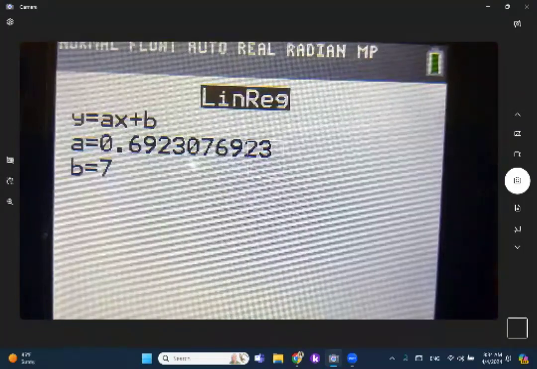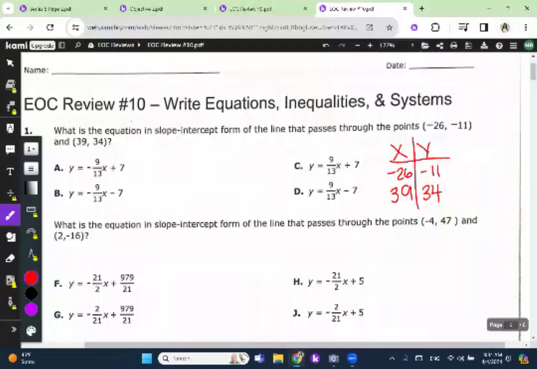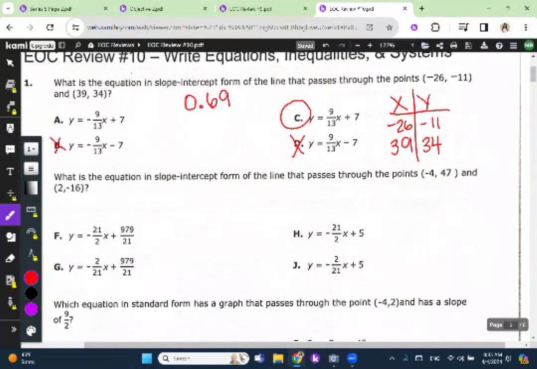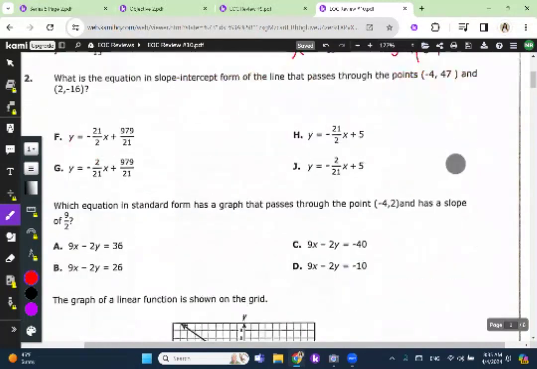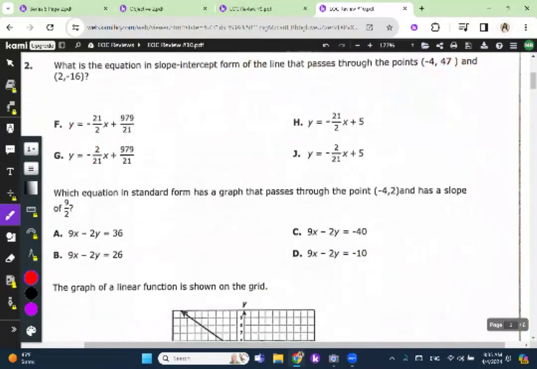0.692 and 7. So we know it's a positive 7. Get rid of B and D. And 0.69 is also a positive number. So your answer is C. All right, I'm going to let you do number 2. Let's look at number 3.